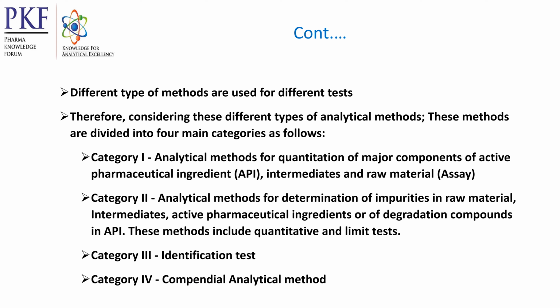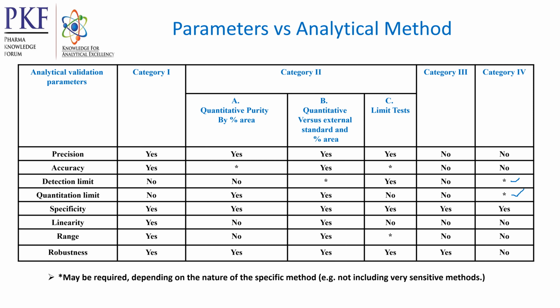Now question is, how analytical method validation parameter be selected for these categories of method? I am going to discuss the same in upcoming slide. Validation parameters versus analytical method. Analytical method validation parameters. Different categories of the method, that is category 1, category 2, category 3, category 4. Category 2 has been divided into three parts, A, B and C.